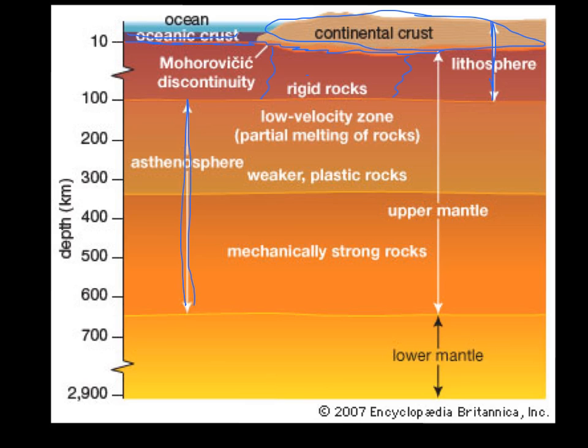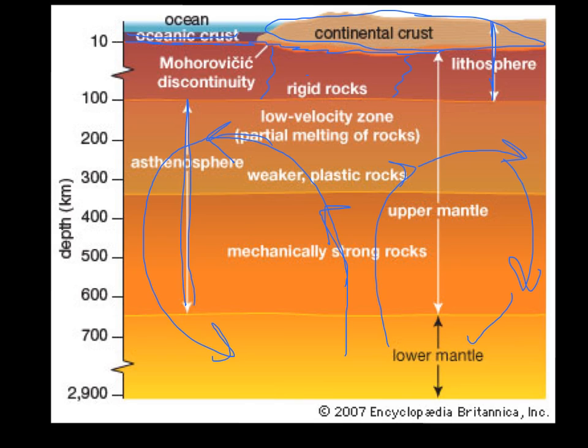What we need to know is this is where these convection currents happen, where we have hot material rising, cooling, and then dropping again, hot material rising, cooling, and dropping again, which can cause these broken plates to move in opposite directions and do all sorts of things.